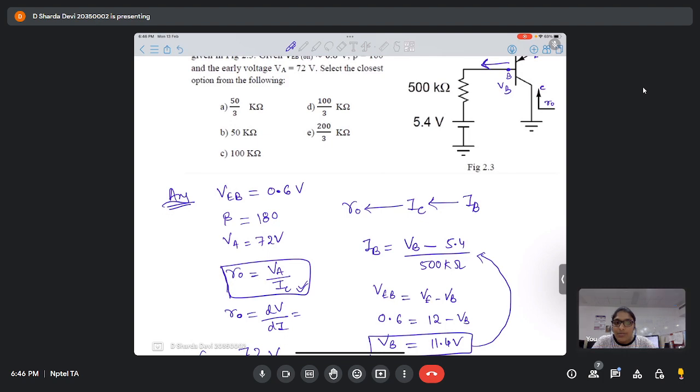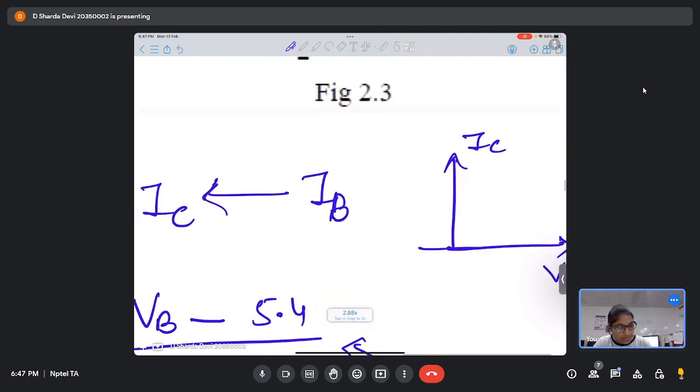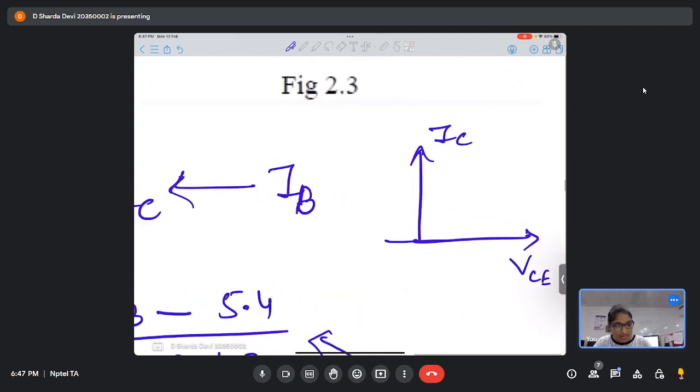Ma'am, it maybe goes into pinch off. No, I really don't know the concept. Okay, yeah. So, see, this is IC, this is VC. This graph is clear? Can you see? Yes, ma'am. So, how does this curve look like? This is how our output characteristics look like, right?